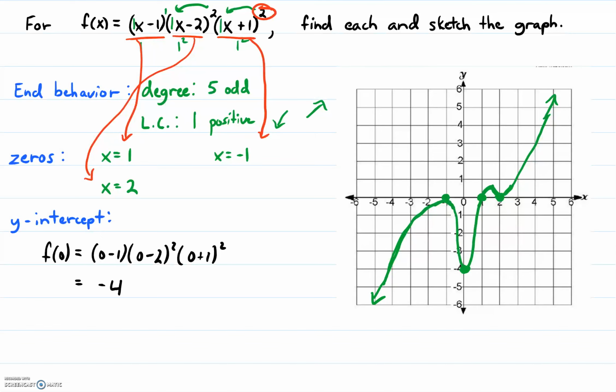And so if you graph this in your calculator, or maybe on Wolfram Alpha or something like that, you should get something that looks pretty similar to this. Again, the idea is really just to learn how to find the end behavior, the zeros, and the y-intercept, but also to see that you could use those bits of information to get an idea about what the overall graph looks like.